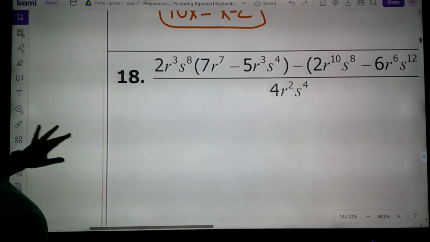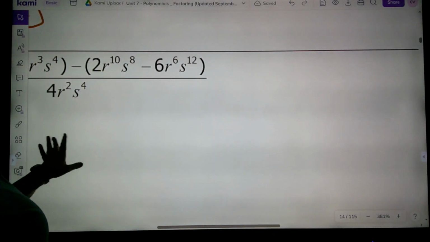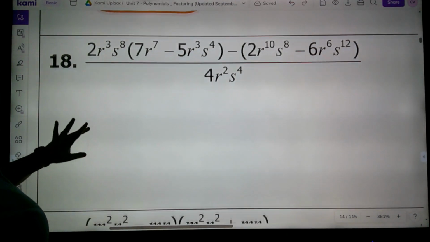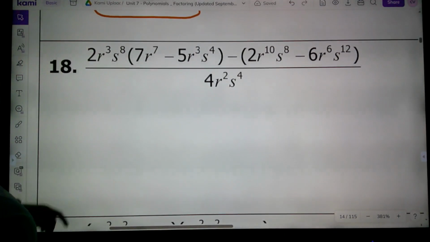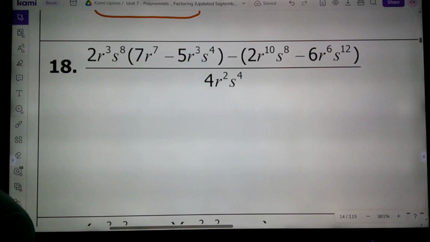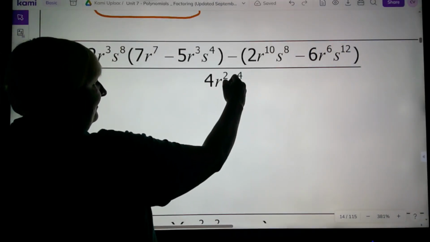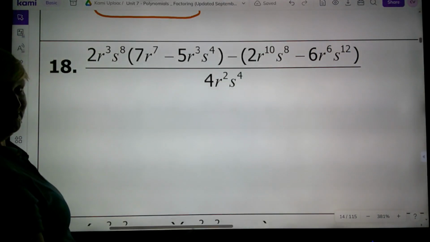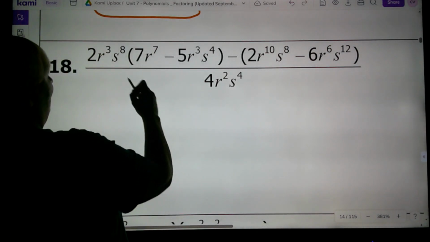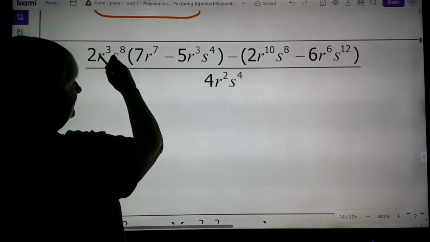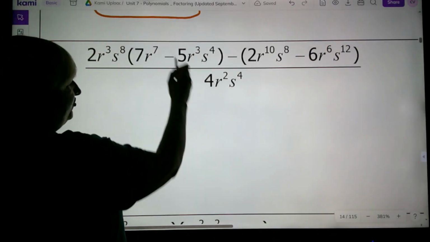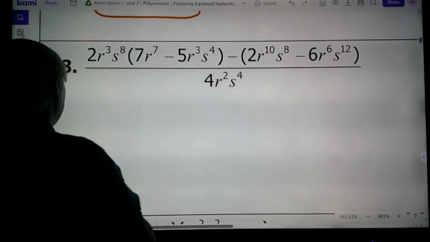I know. Oh, Jesus. Okay. Okay. That's a lot. There's a couple different ways you can go about this. You can distribute, then divide, and then see if there's any like terms. Or you can divide first, distribute what's left. Let's see how they did it.